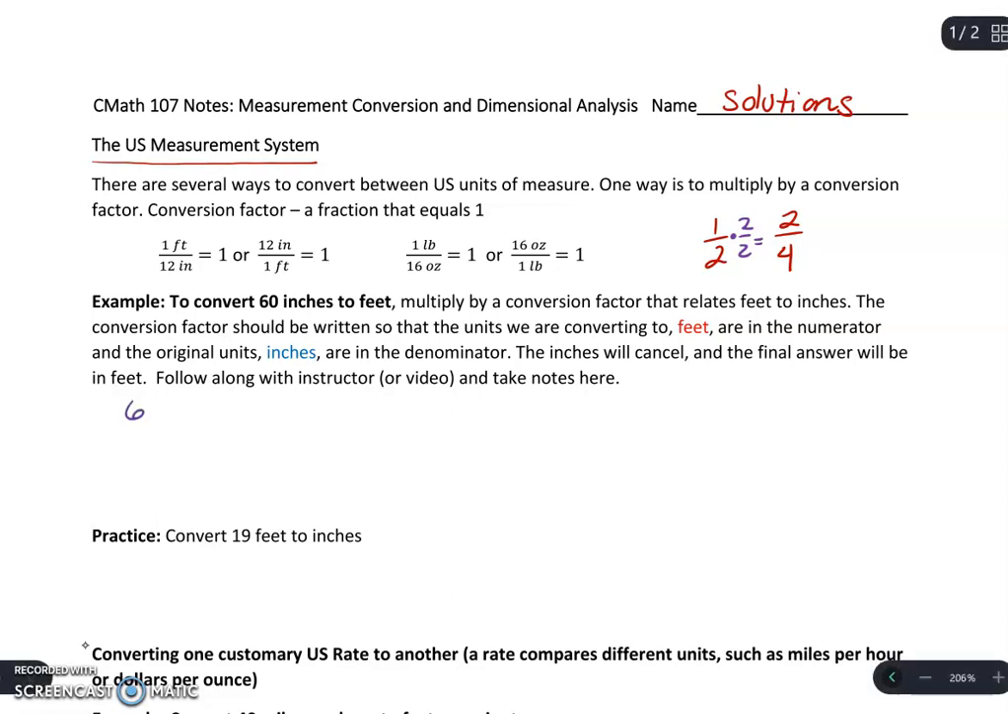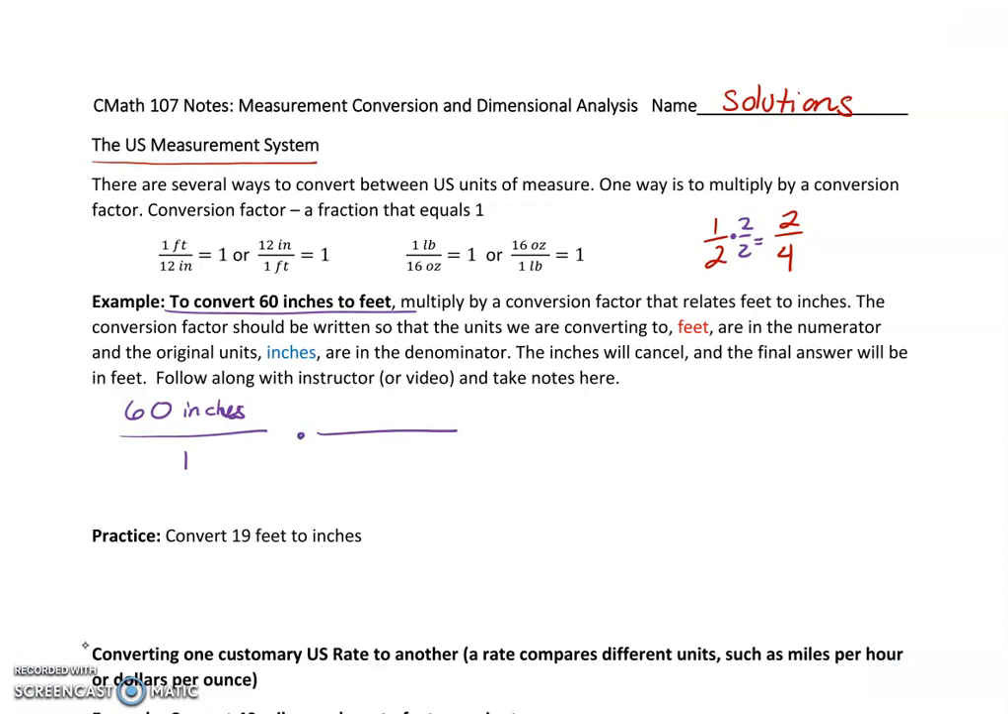We're taking 60 inches. That's our first problem right here. 60 inches to feet. So we take what we're given and put it over 1. And then what we want to get to, that needs to be up in the numerator. So we would have feet. And then the inches, we want to get rid of those. So we're going to put them in the denominator so that we can reduce it out. But we need to fill in our numbers too.